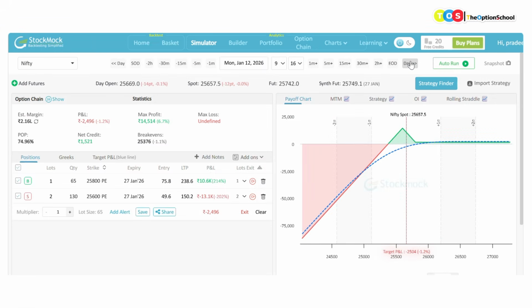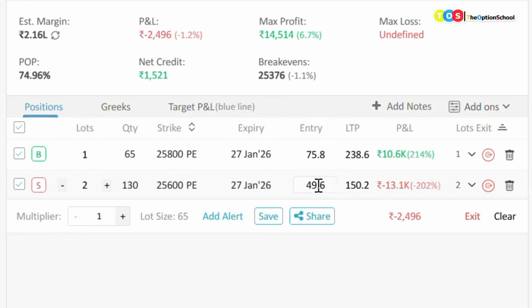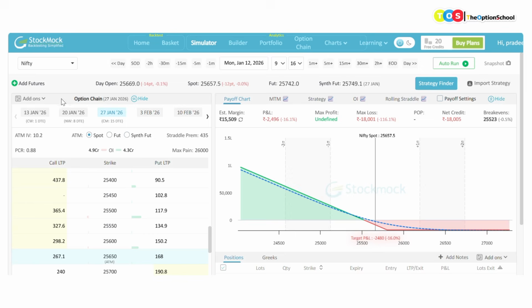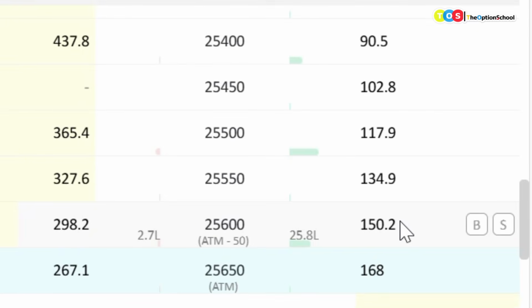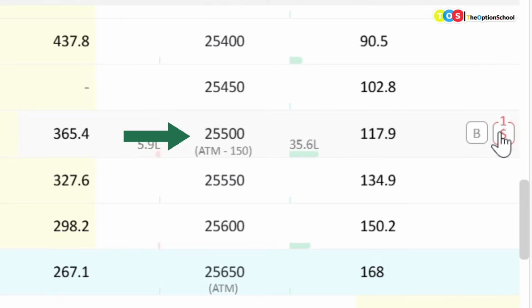So what is the first step here? First step here is that, okay, we have two puts sold. So what I will do, I will square off these two puts. So these puts were squared off at 150 rupees. I will go back to the option chain. 150 into 2, 300 rupees I am giving to the market, and I will shift my position at least by 100 points. So I am selling now two puts of 117.